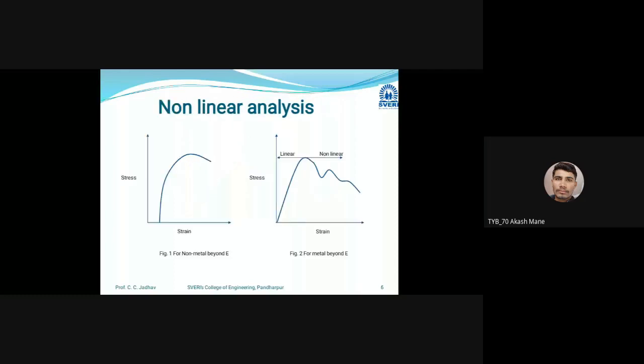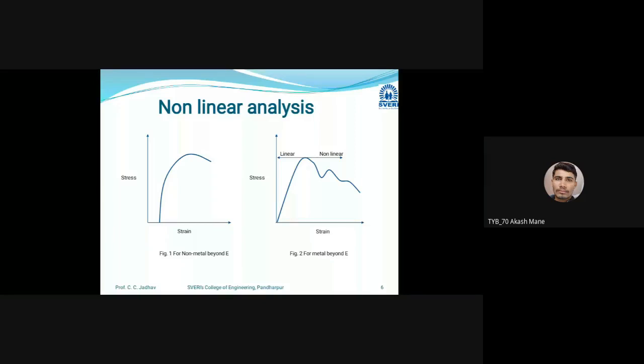Then the second type of analysis is non-linear analysis. Now you can see there are two graphs. The first graph is for non-metal and the second graph is for metal beyond the elastic zone. In the first graph you can see the non-linearity application for non-metal, and how the graph behaves. First it reaches the highest stress, and after some point it breaks. After that the graph follows the non-linear nature in a downward direction, for non-metal beyond the elastic zone.